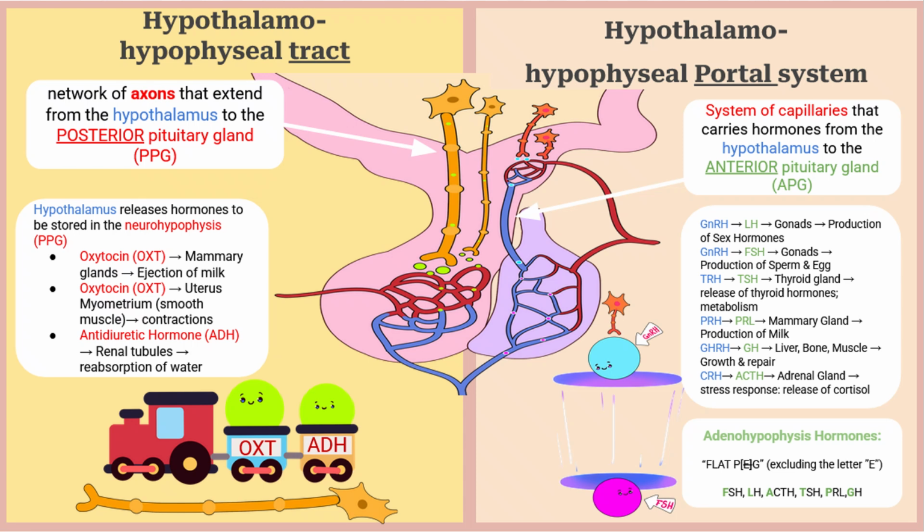As mentioned prior, releasing and inhibiting hormones from the hypothalamus will target the anterior pituitary gland and stimulate or stop the release of hormones from the anterior pituitary gland. For example, gonadotropin-releasing hormone released from the hypothalamus stimulates the release of luteinizing hormone from the anterior pituitary gland, which targets the gonads into producing sex hormones.